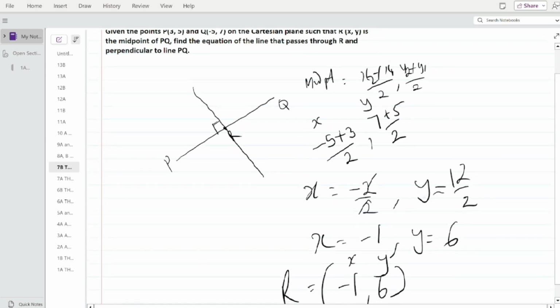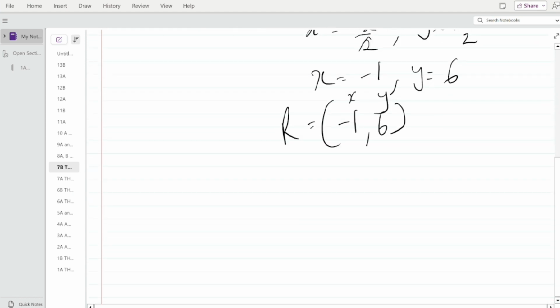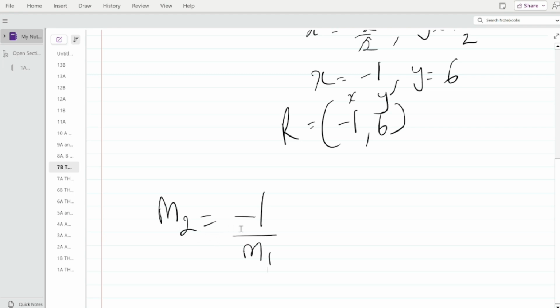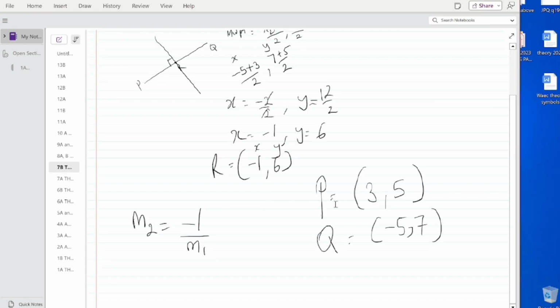And there's a formula that says how to do it. The formula says the new gradient m will be equal to -1 over the gradient of the initial line, m1. With the P and Q coordinates of the PQ line, we'll find the gradient. Once we find the gradient, since we know the new line is perpendicular to line PQ, the gradient of line PQ helps us find the gradient of the new line. Then we use our R to create the equation.